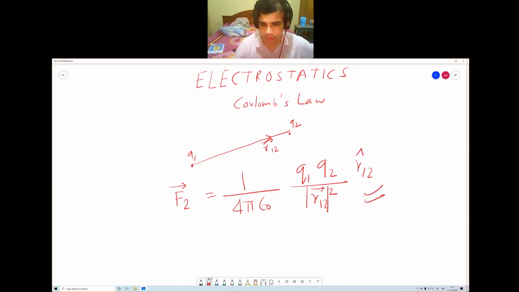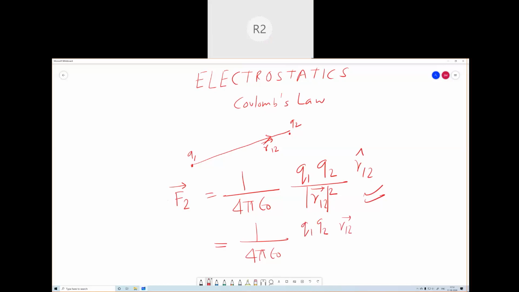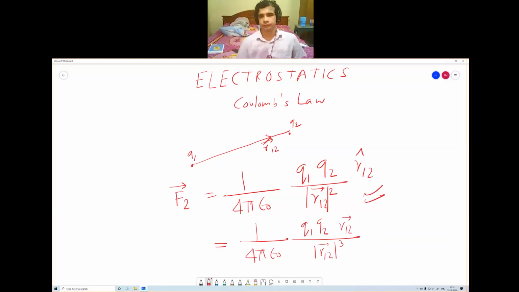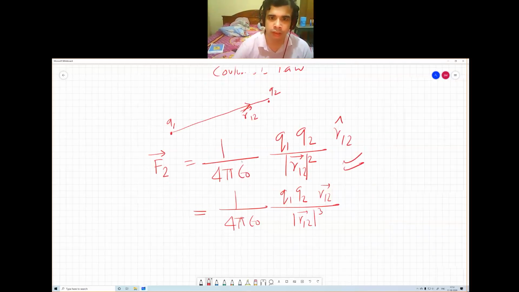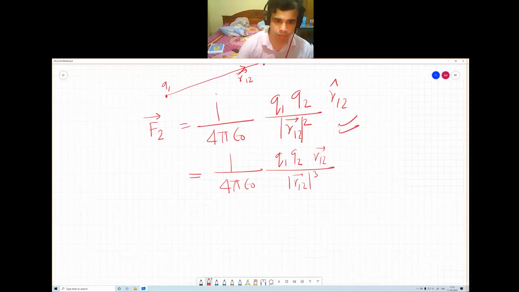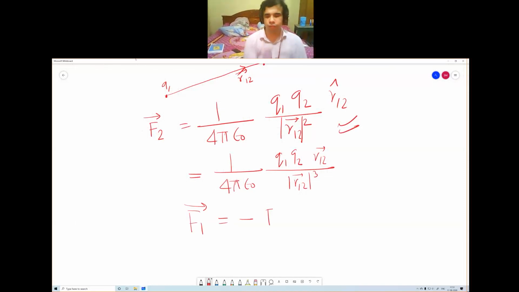Or we can write the same thing using cube. Yes, absolutely right. This is also simple. So now it is correct. So if F1 is the force on Q1 due to Q2, then we know very well that F1 would be simply the negative of F2. Right? This is well known.